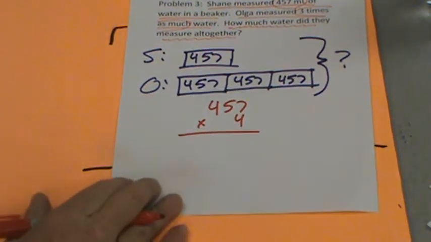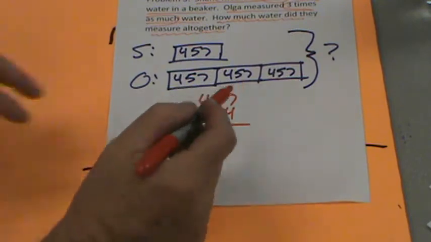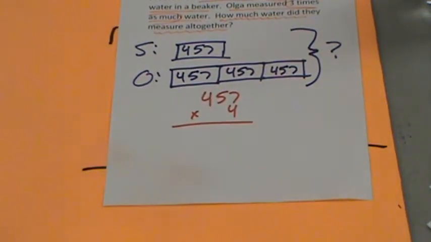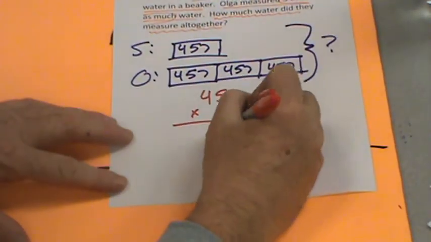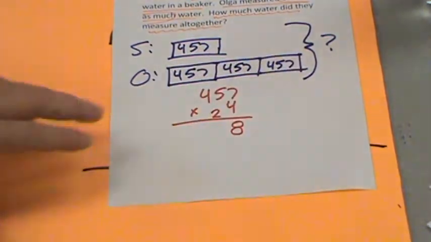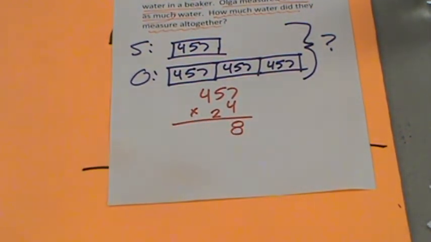Let's attack this logically. 7 times 4, excuse me. 4 times 7 ones. Think about it. Use your math chart if you need to. 7, 14, 21, 28. So I have 28. I'm putting my 8 here and my little 2 right there, because 28 is 2 tens, 8 ones, right?